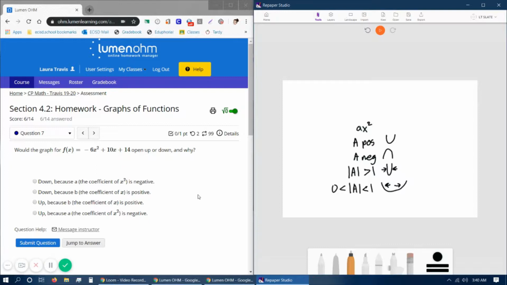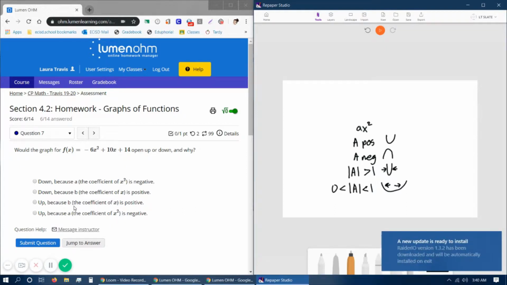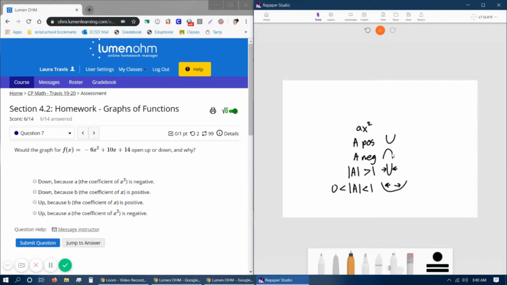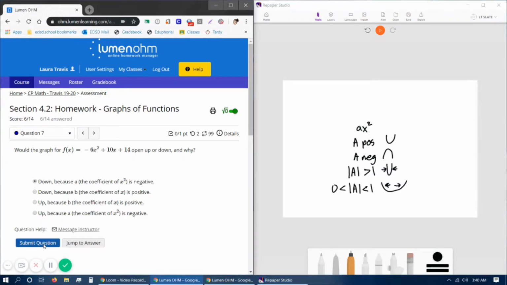This means I can eliminate the second and third options because they are both based on the b value instead of on the a value. If I look at my function, I can see a is negative 6. This means the parabola will open downwards, making the first answer choice correct.